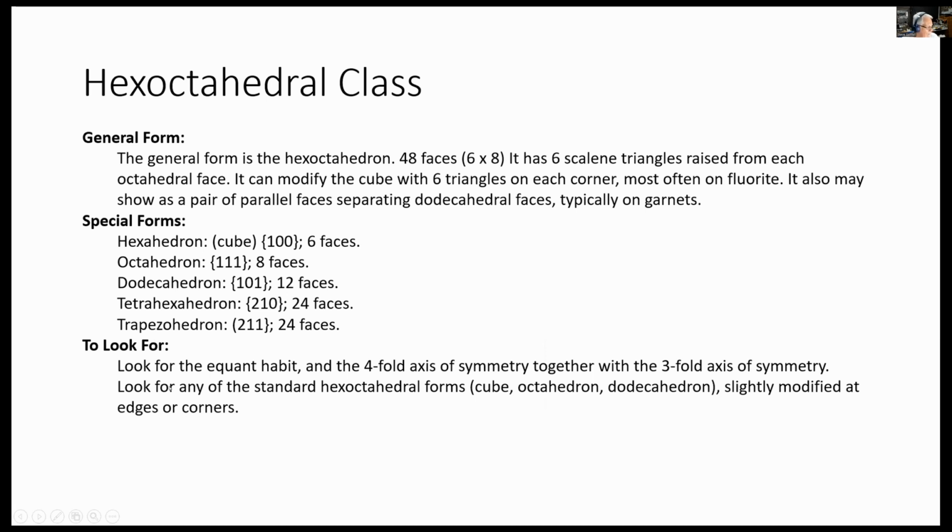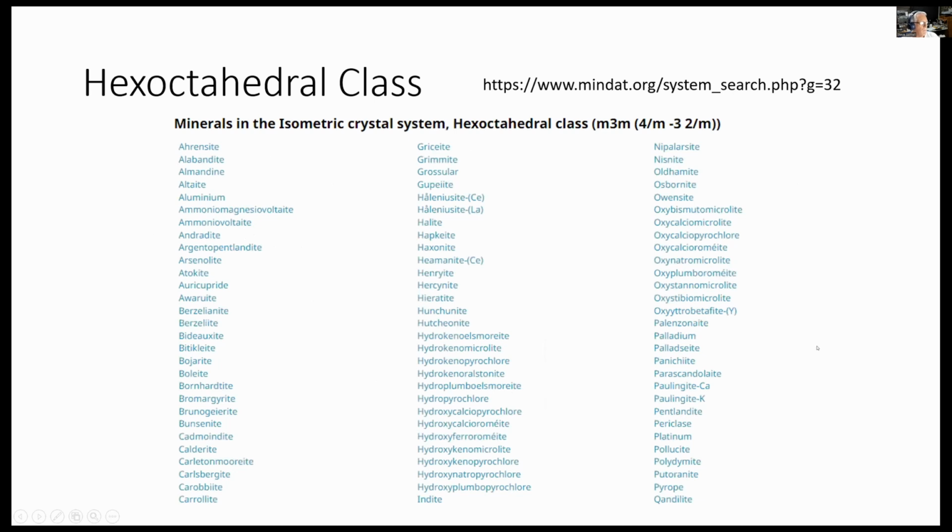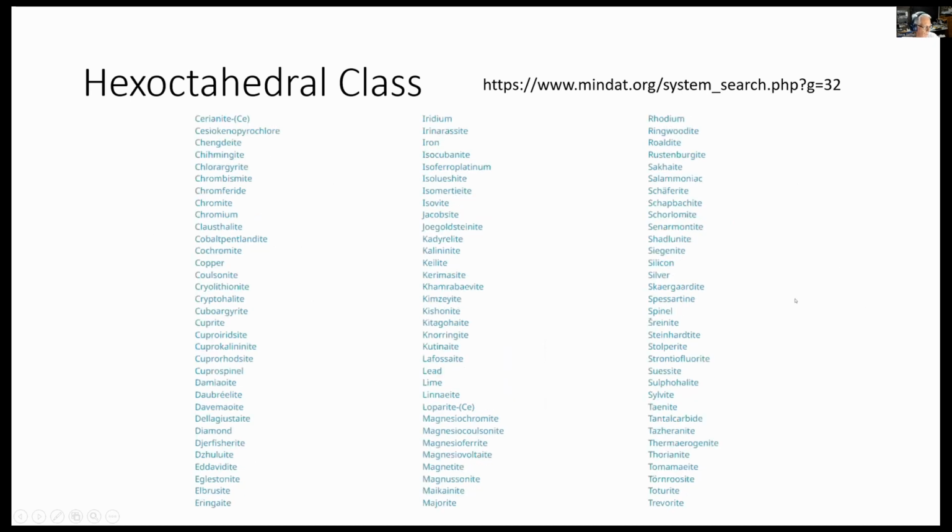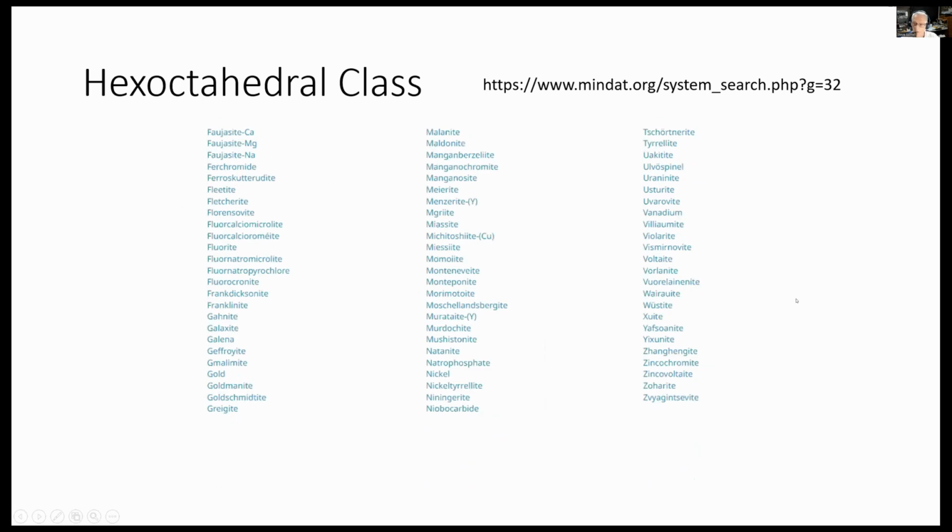And what you've got to look out for here is the quant habit and the 4-fold axis of symmetry and the 3-fold axis. And here it says you get ones that are slightly modified at the edges or corners. And then these are all of the minerals, according to Mindat, that are in the hexoctahedral class. And if you put in that particular URL, it will give you all of these, which is quite a few. So that's probably where most of the cubic minerals actually sit.